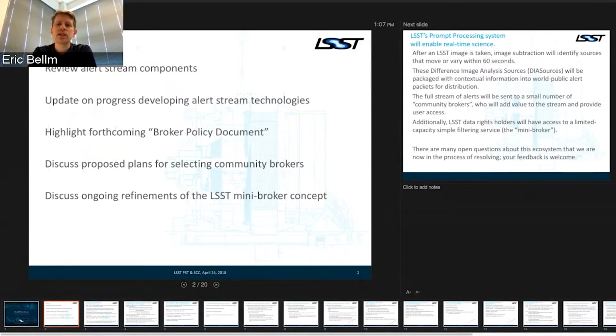And I'll spend the bulk of the time talking about something that I'm calling a broker policy document, which is a public-facing document that we're preparing, especially to describe the process for selecting community brokers, but more generally to provide a single resource for people who are thinking about time domain real-time science with LSST, both with the alert stream and community brokers, as well as with the LSST-provided MiniBroker, about which I'll also have a few words to say at the end.